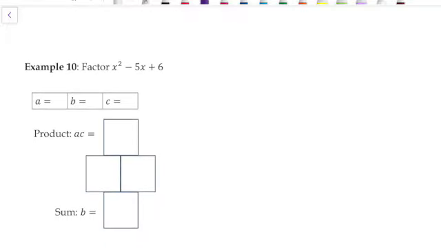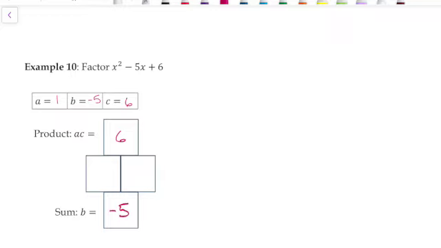All right. So let's try factoring this. So go ahead and get started. Pause the video and do as much as you can. All right, so hopefully you got a 1, a negative 5, and a 6. Okay, so the product AC is 6, and the sum B is negative 5.